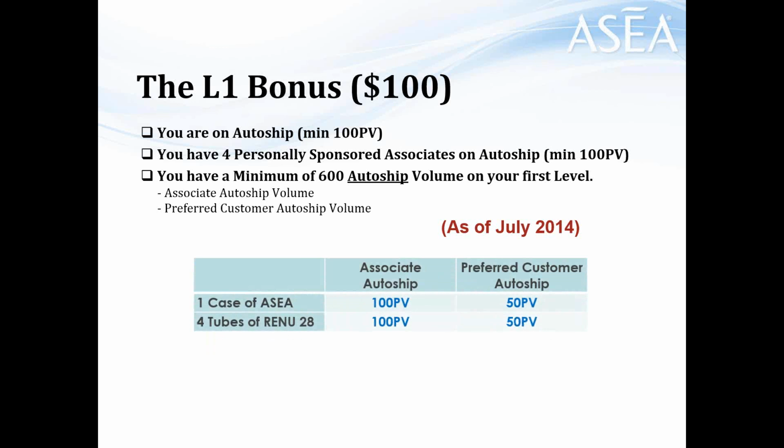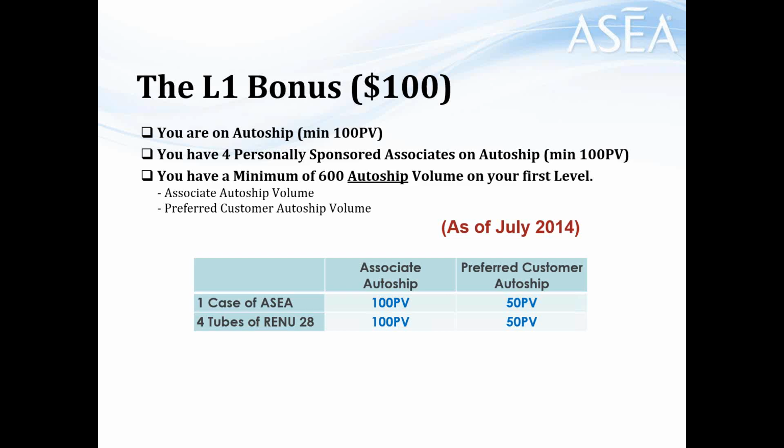Like I mentioned, a case of ASEA or 4 tubes of Renew generates 100 PV. If they're a preferred customer, though, it's only 50 PV. And the reason for that is because the enroller of that preferred customer is going to get $25 a month every month that they stay on auto ship.